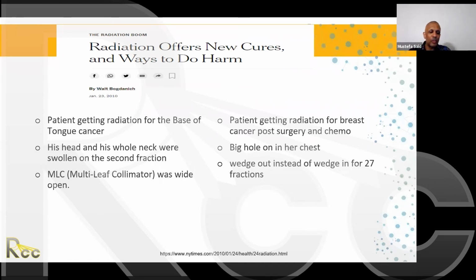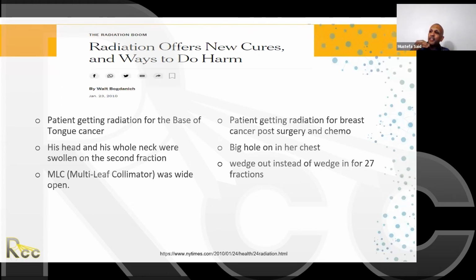You cannot be exchanging phone numbers or saying you're using someone's phone while someone is lying down. You can't have conversations; at least one person should be looking out throughout the treatment. So think about it. The MLC was wide open. He received a fraction and everything was swollen.